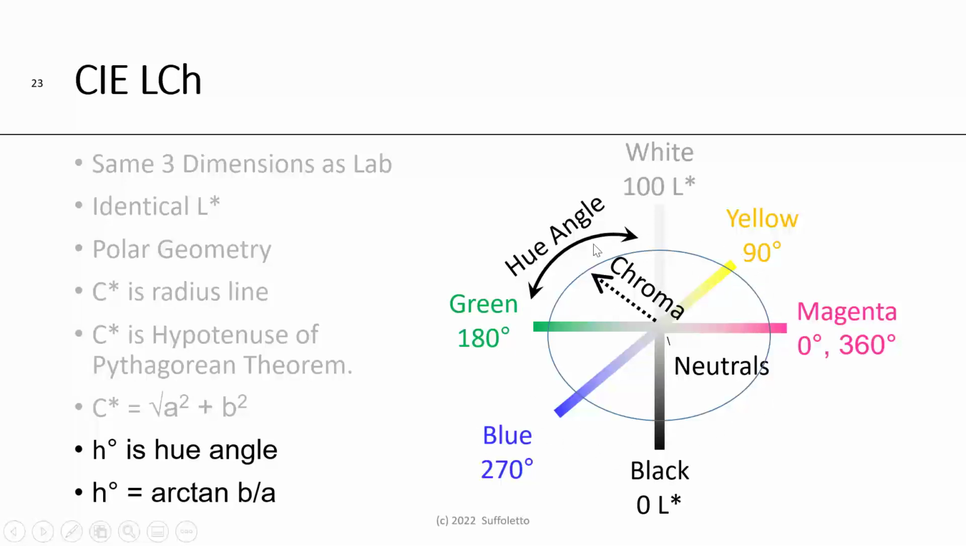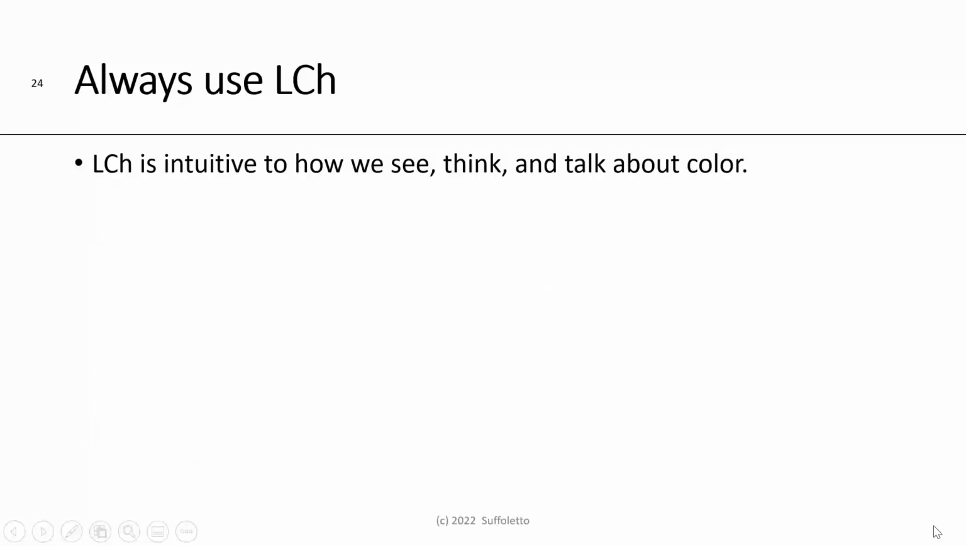So the hue angle is the rotation around the color wheel or color circle, which is the circumference. So if you start at the right-hand side, plus A, 0 degrees, going 90 degrees is yellow, another 90 to 180 is green, another 90 to 270 is blue, and another 90 is back to 360. L star, black, white; chroma, it's a radius line; and hue angle, circumference. All right, always use LCH because it's intuitive. It's how you see, it's how you think, it's how you talk about color.